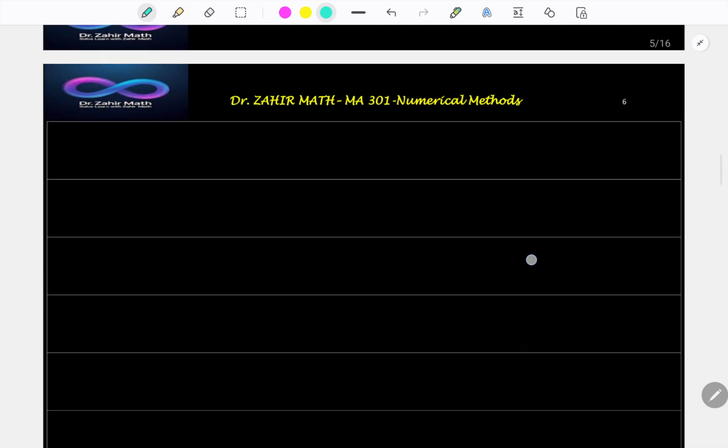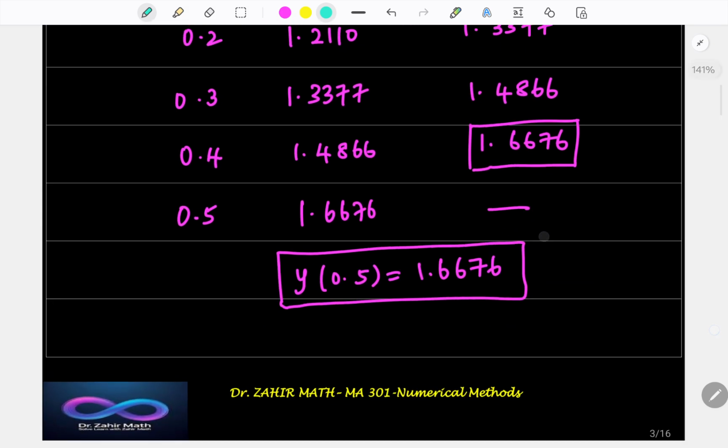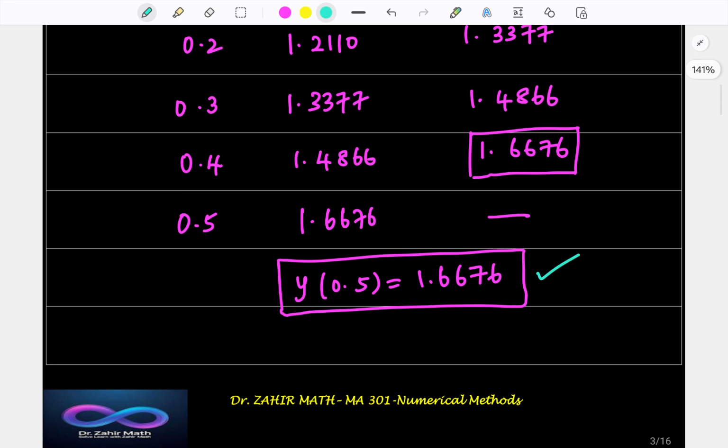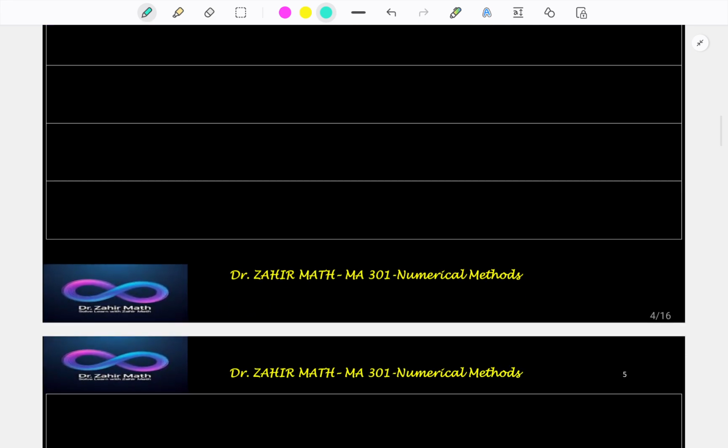Same thing in the first question, what is your y value? Yes, I have written y of 0.5 is equal to 1.6676. Okay. Right, and this finishes Euler's method in a busy schedule, you can say.